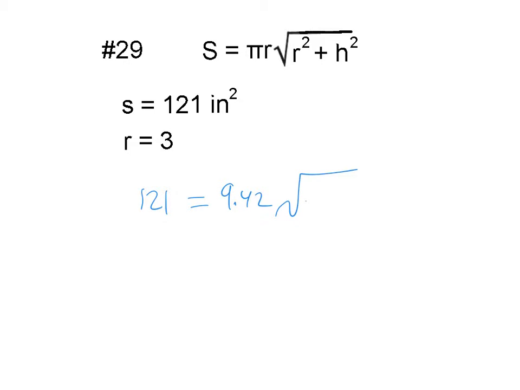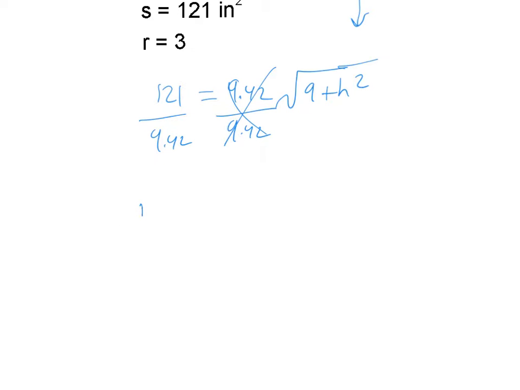times the square root of r squared, which we could really put in right as 9 right away, shouldn't we? So let's do that. Plus h squared. Okay. So first things first, before we try to take care of this square root box, let's divide both sides by 9.42 and get that out of the way, okay? So that cancels out, and that gives us about 12.84 if we round, 12.85-ish if we round off on this side. So here's what we've got, okay?